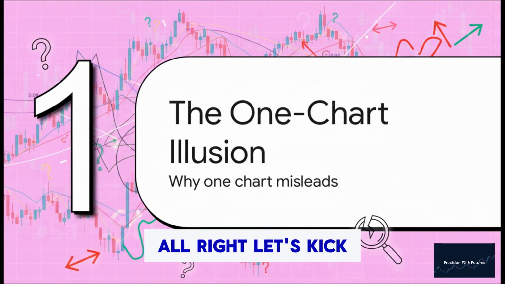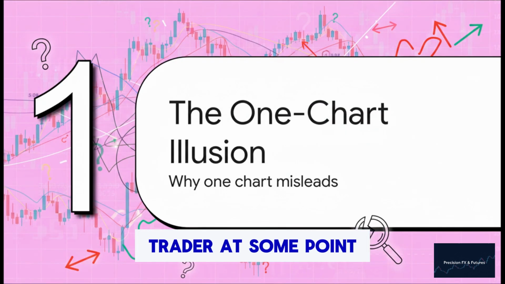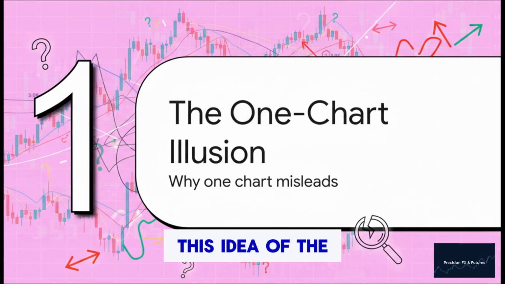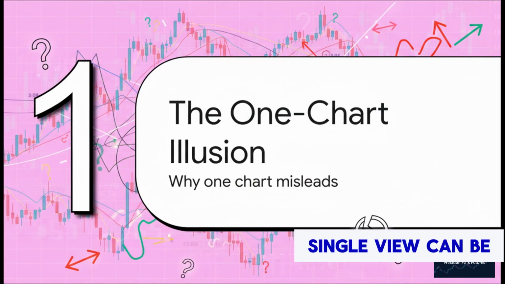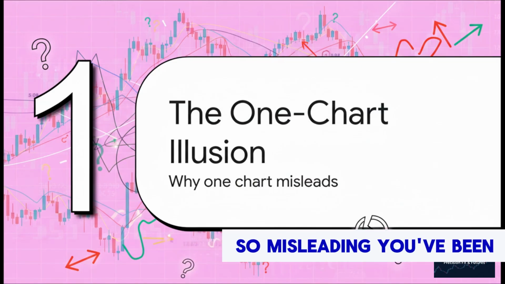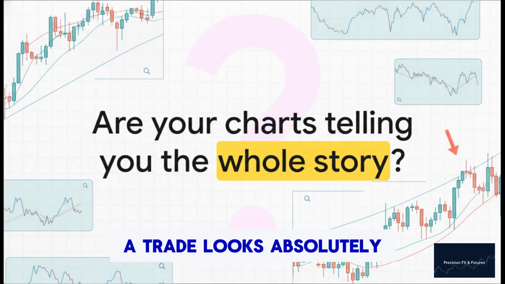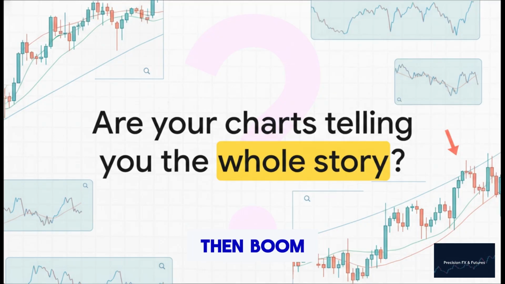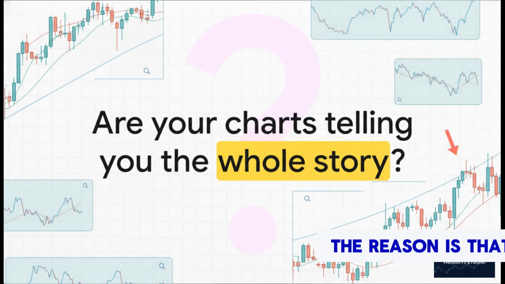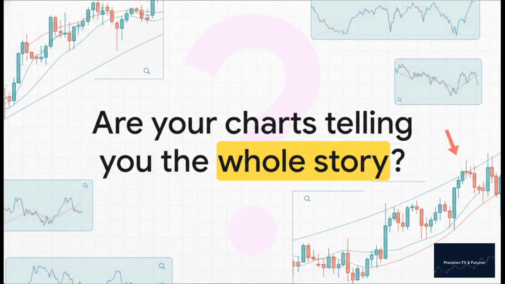All right, let's kick things off with a problem that, let's be honest, probably trips up almost every trader at some point. This idea of the one chart illusion. We're going to look at exactly why staring at just a single view can be so misleading. You've been there, right? I know I have. A trade looks absolutely perfect on your screen, you jump in, and then boom, the market just rips in the complete opposite direction. Well, a lot of the time, the reason is that your single chart simply wasn't showing you the bigger picture.